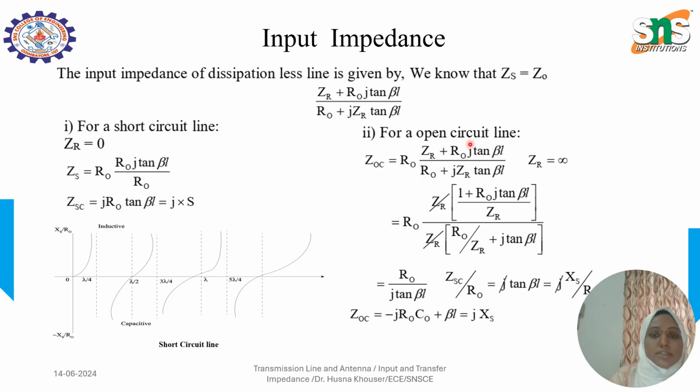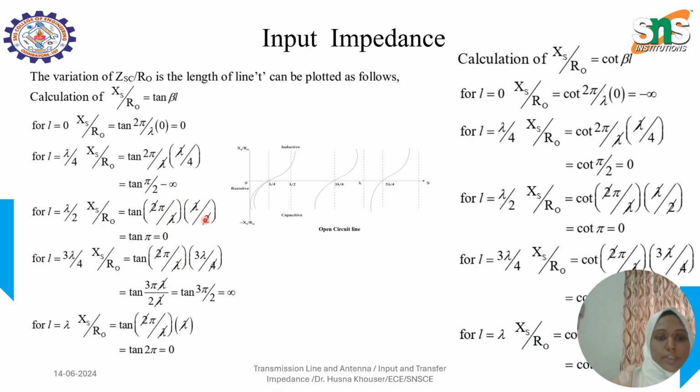Next, for open circuit ZOC, ZR will become infinity. After cross multiplying, we take ZR outside. So we get 1 plus R naught J tan beta L divided by ZR, and this term after multiplying R naught by J beta L into ZSC by R naught. Again we do the cross multiplication, so we get XS by ZR. So ZOC is equal to J of R naught cot beta L, which is equal to J of XC. For varying this length with respect to the input impedance, we calculate XS by R naught is equal to tan beta L.